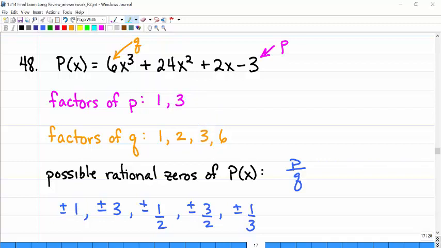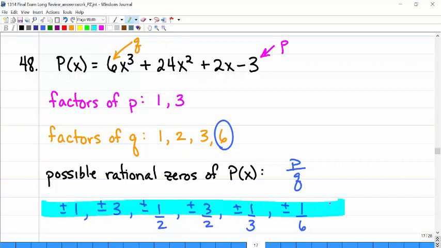Now I want to put everything over 6. I get plus or minus 1 over 6, and I get plus or minus 3 over 6, which is plus or minus 1/2. It's already listed. So all the possible zeros are here. The possible rational zeros, sorry.